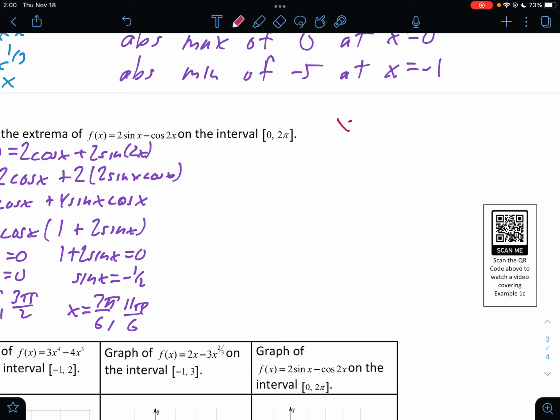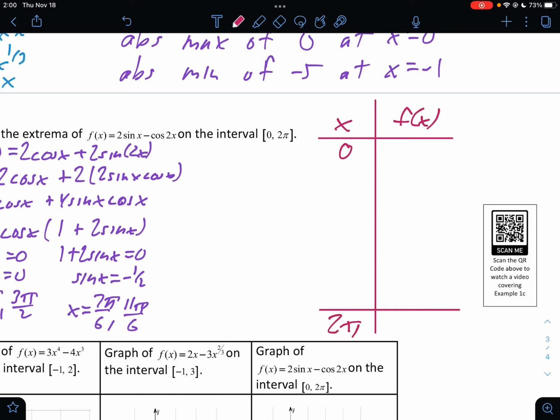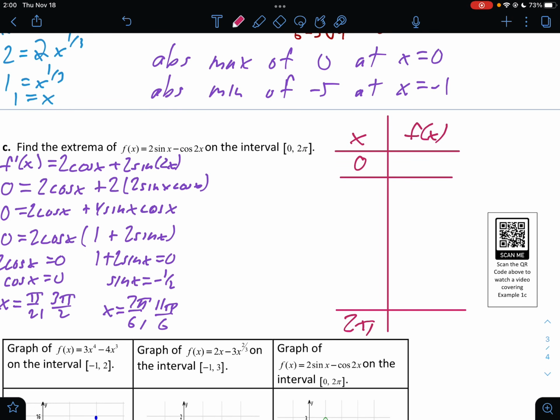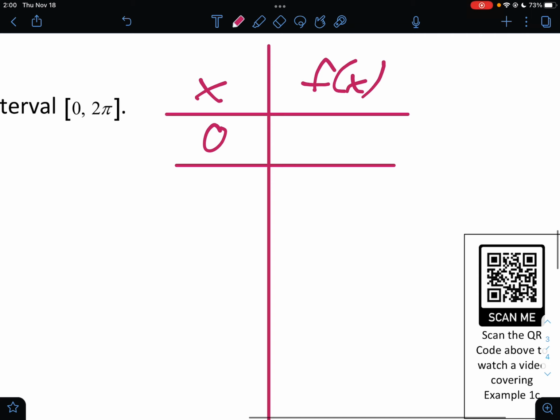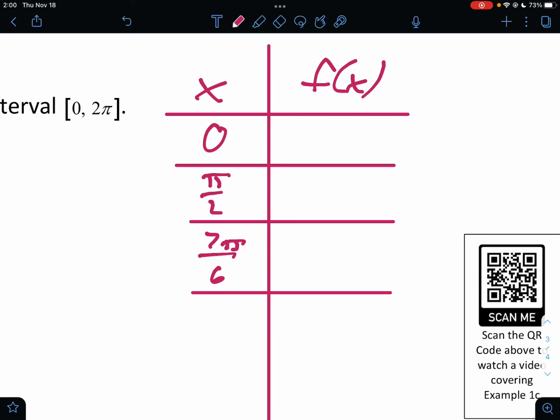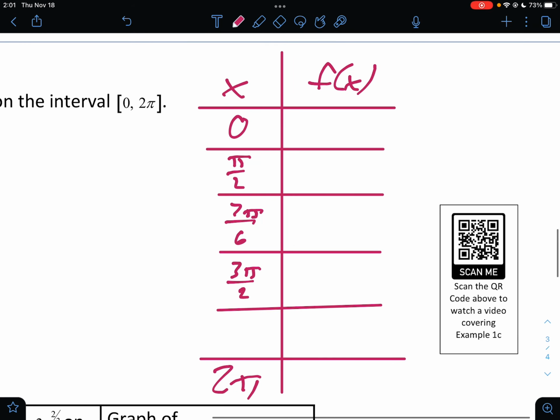All right, so let's make a table. X, f of x. Okay, in numeric order. So we have 0 and 2 pi at our lowest and highest points here, and all the points in between. So that would be pi over 2, 7 pi over 6, 3 pi over 2, and 11 pi over 6.